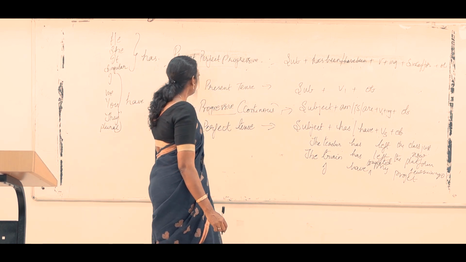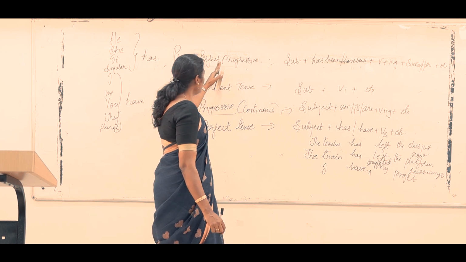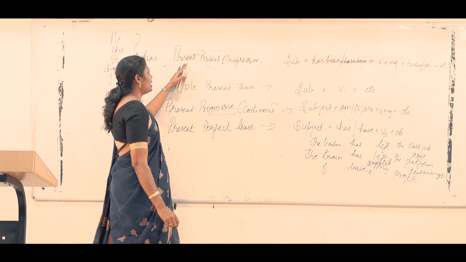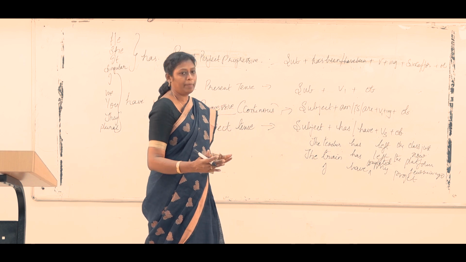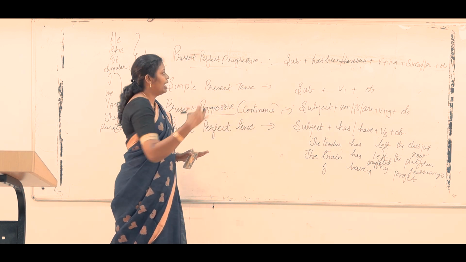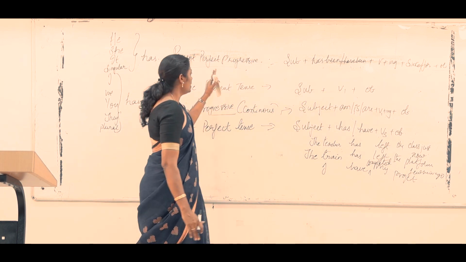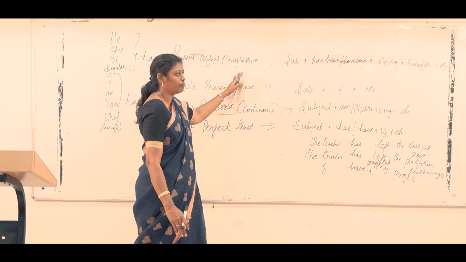Now, when do we use this present perfect progressive tense? This tense is used to talk about actions which have started and are still going on at the time of speaking. Understood? The action might have started some time ago and it is going on at the time of speaking. So, in such cases, we use present perfect progressive.